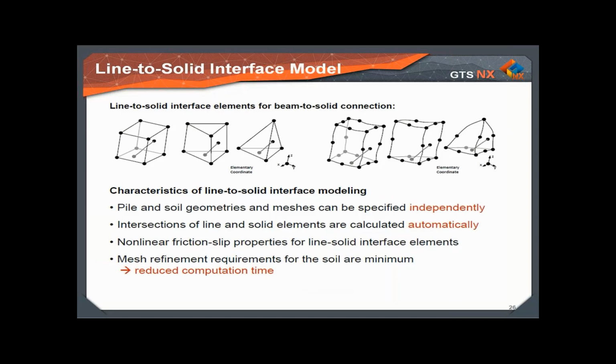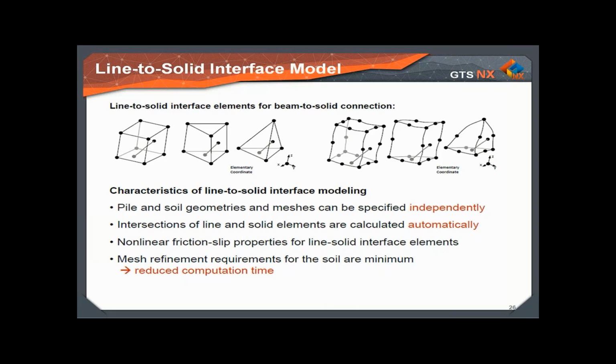Here shows the line-to-solid element for this beam-to-solid connection, and you can see here that it can be used with different types of elements. We have hexahedral, pentahedral, and tetrahedral, and the pile can go arbitrarily through the element, and GTS NX will automatically create or calculate these interactions between the pile element and the hosting soil element. The soil element can be linear or could be quadratic as well.